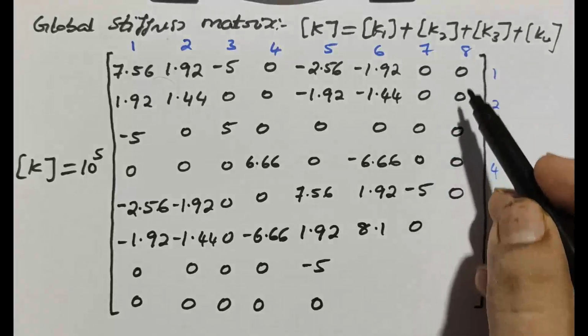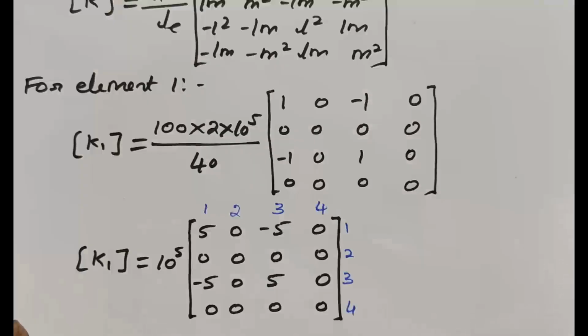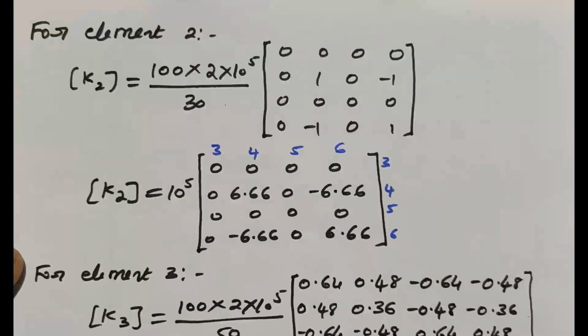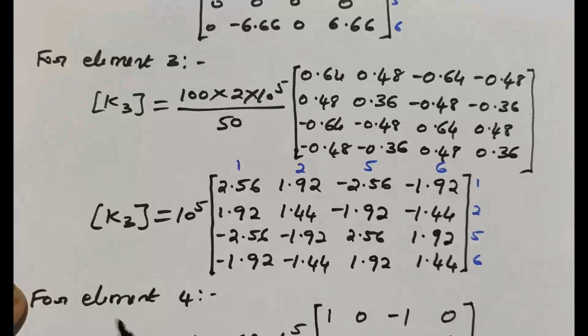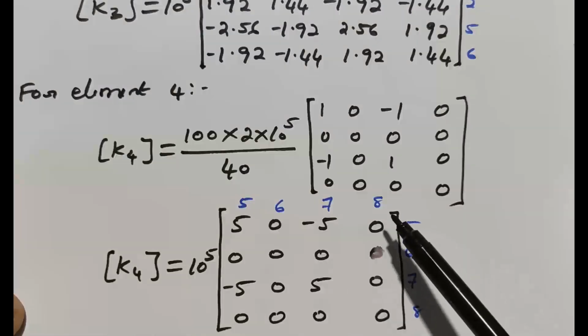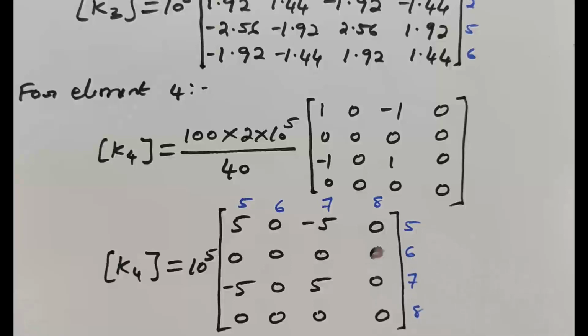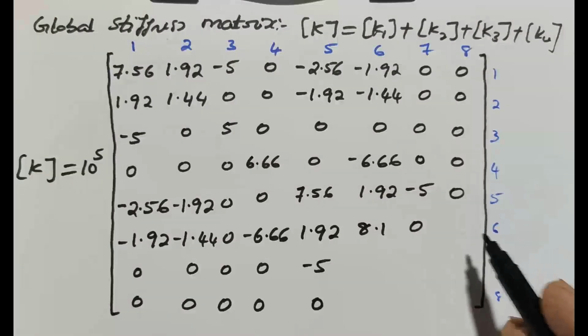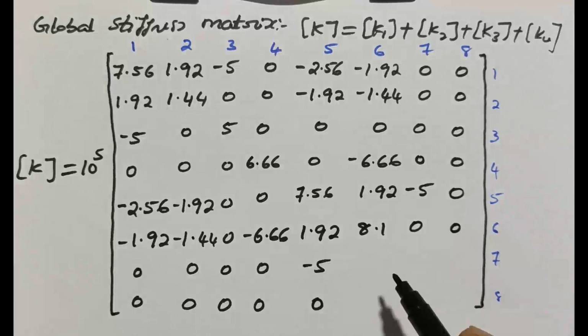Next we need the element corresponding to 8 and 6. See, in K1, K2 and K3 we don't have any element corresponding to 8 and 6. In K4 the element corresponding to 8 and 6 is 0. Therefore the element corresponding to 8 and 6 is 0. So due to symmetry I can write 0, 0.